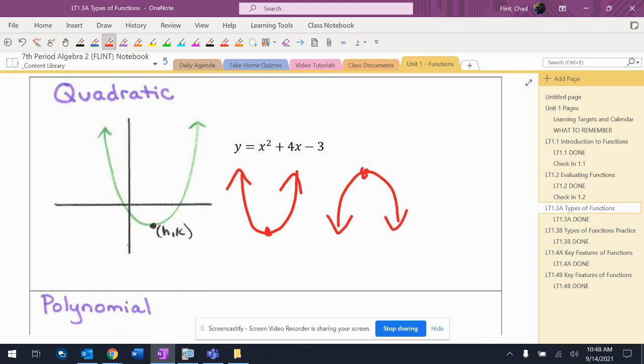It also has a vertex on it, just like the absolute value did. So it's got a vertex or a turning point, which is going to be a maximum or minimum. We're basically looking for something with an x squared in it. There are other things that form parabolas that are not necessarily quadratic, but quadratic specifically means that we're looking for an x squared in our equation.